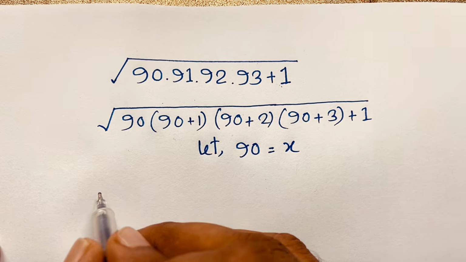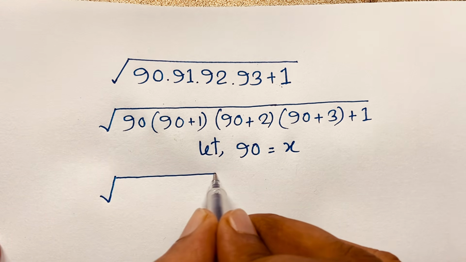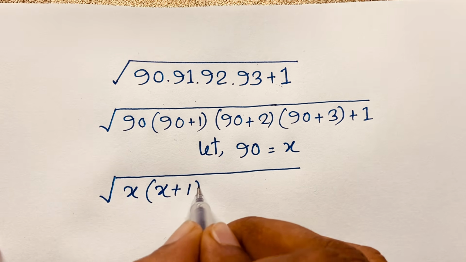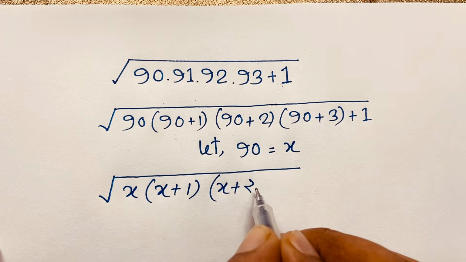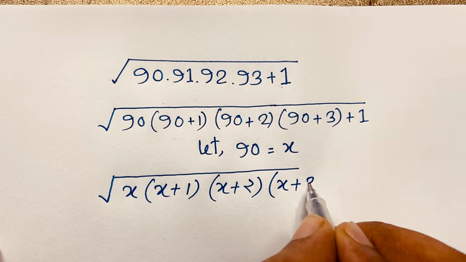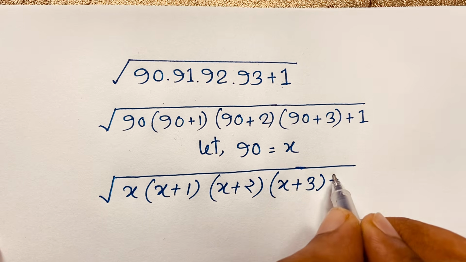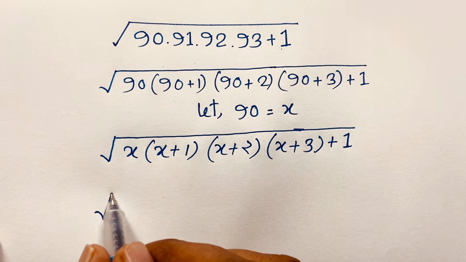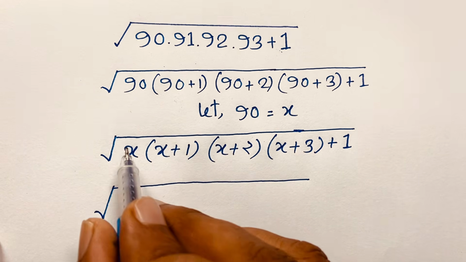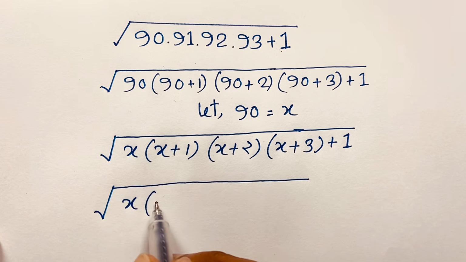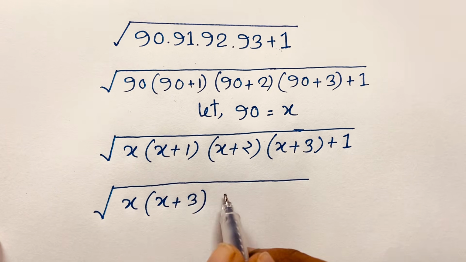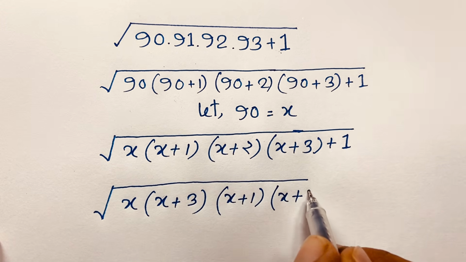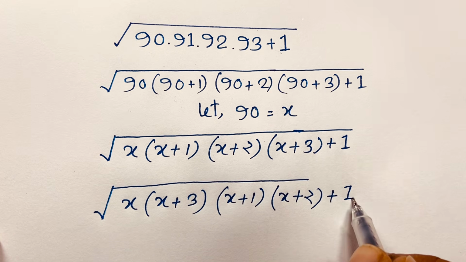So you can see easily this expression will be the square root of x times x plus 1 times x plus 2 times x plus 3, and here plus 1. Then you can see easily this is the square root of x times x plus 3, and I take this below here, x plus 1, and this is x plus 2, then here plus 1.